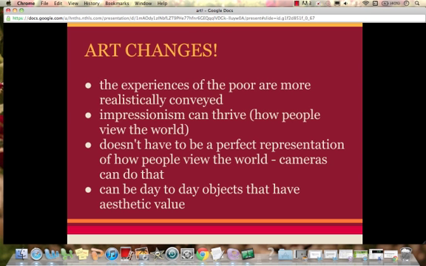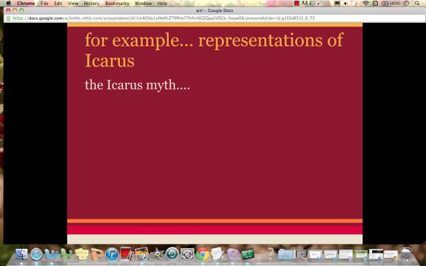And then day-to-day objects can start to have aesthetic value. One of the schools of art within modern art is Danish modern, and that is particular to furniture and how furniture was created, the lines and the design aspects. So that's just an example of how day-to-day objects could be art.